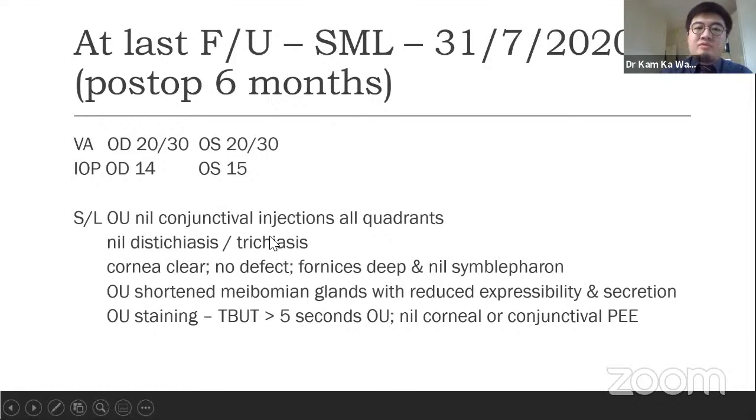The slit lamp examination was essentially normal, except for the shortened meibomian glands. Again, MGD, it's very common after acute SJS.